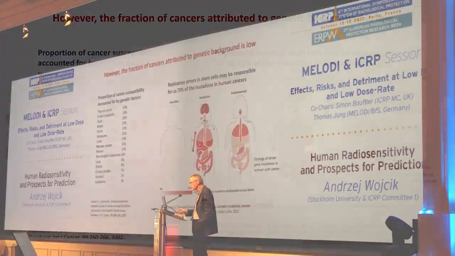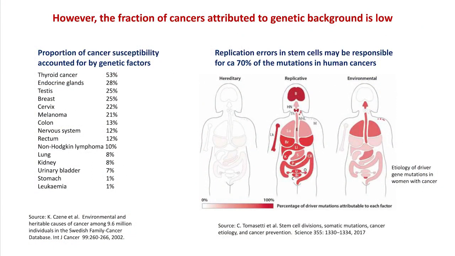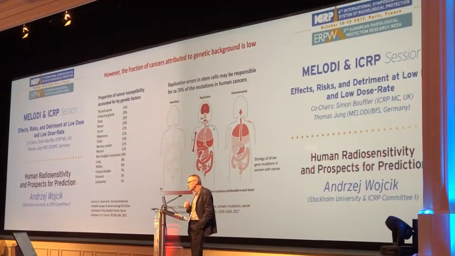radiosusceptibility is genetically determined. However, if we look at studies which attempt to find out what is the genetic component to your risk of developing spontaneous cancer, this is from a study published in 2002 in Sweden. The title of the study is Environmental and Heritable Causes of Cancer Among Nearly 10 Million Individuals in the Swedish Family Cancer Database. So you do family linkage studies to find out how many cancers are heritable or have a heritable trait, and then you can assume they are genetically determined.